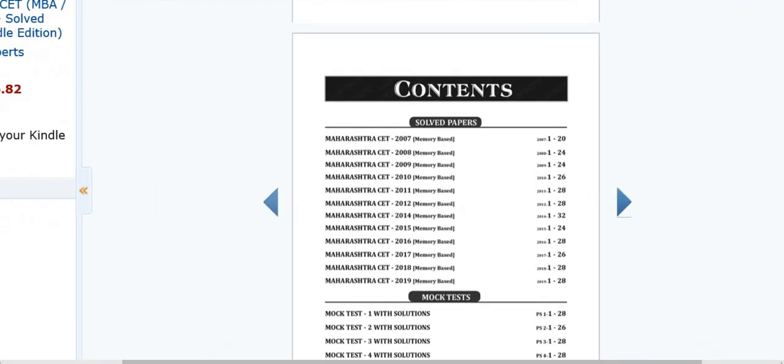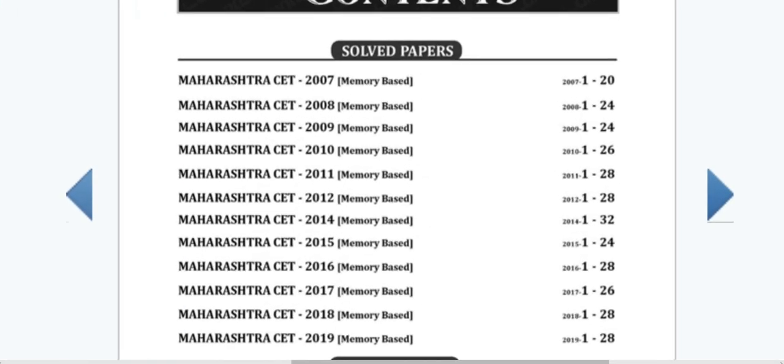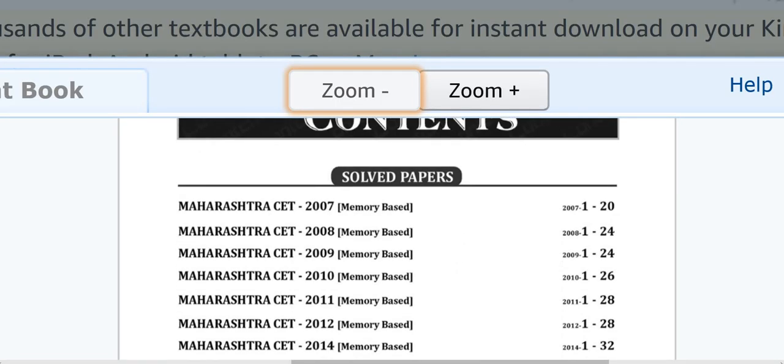So there are 5 mocks. Mocks are not that important, but the last year papers are a must do.